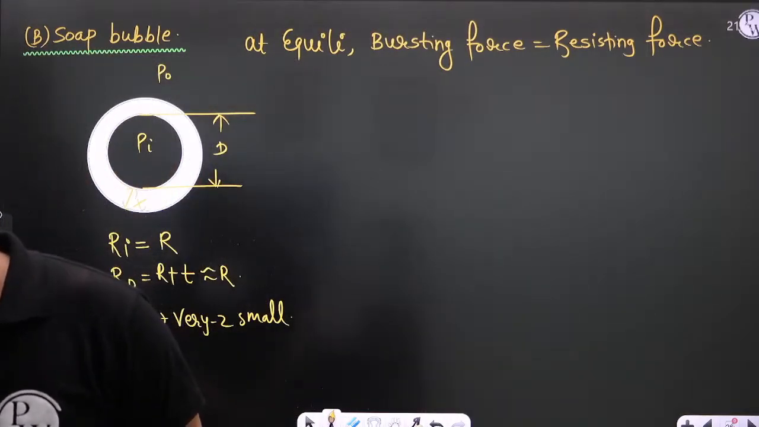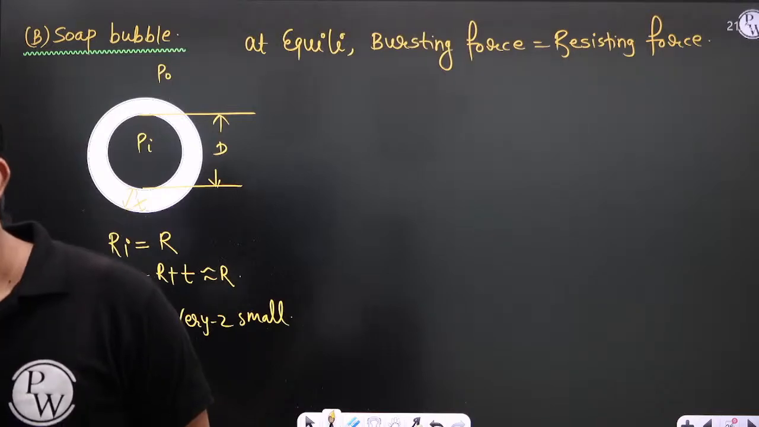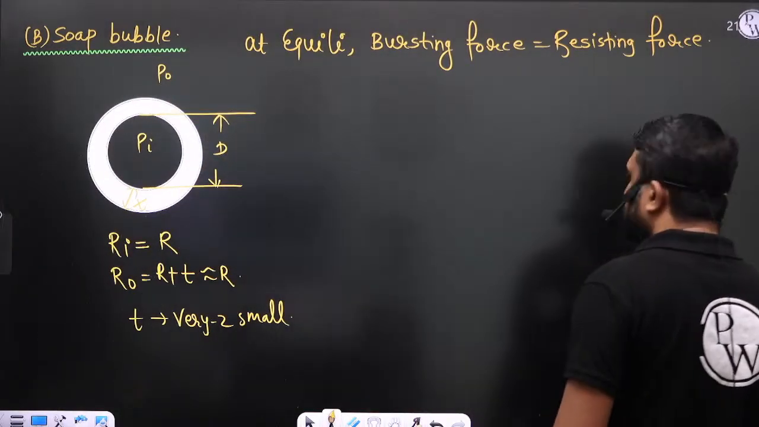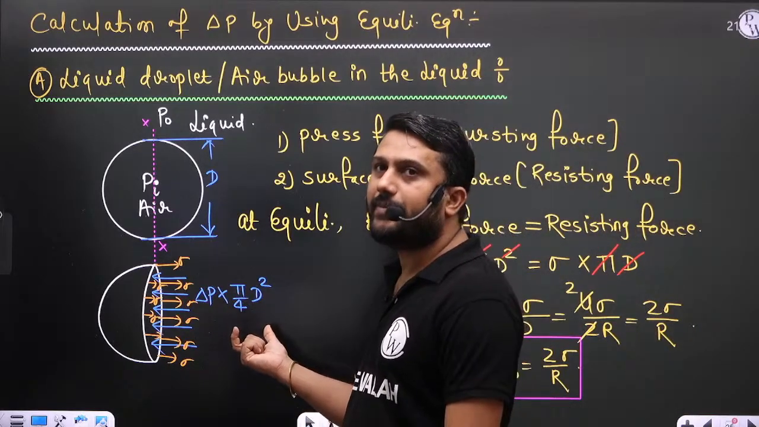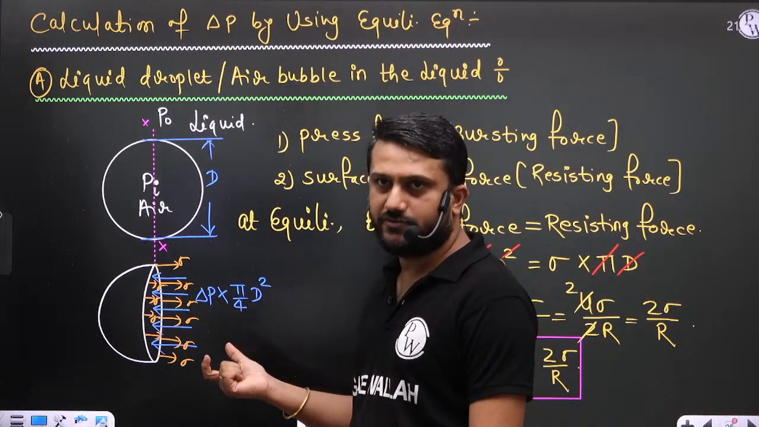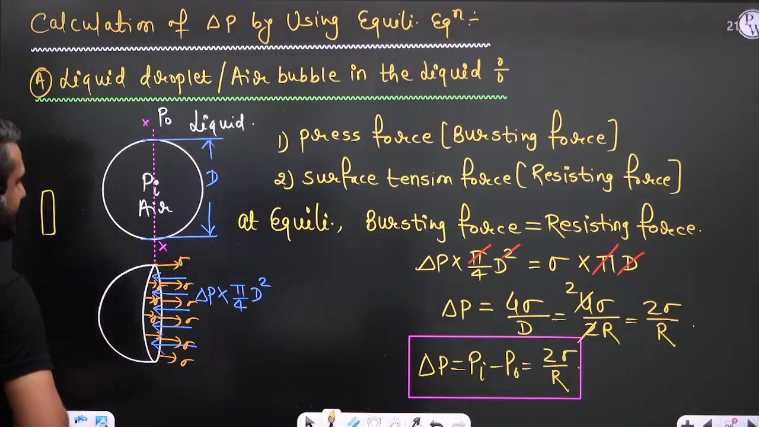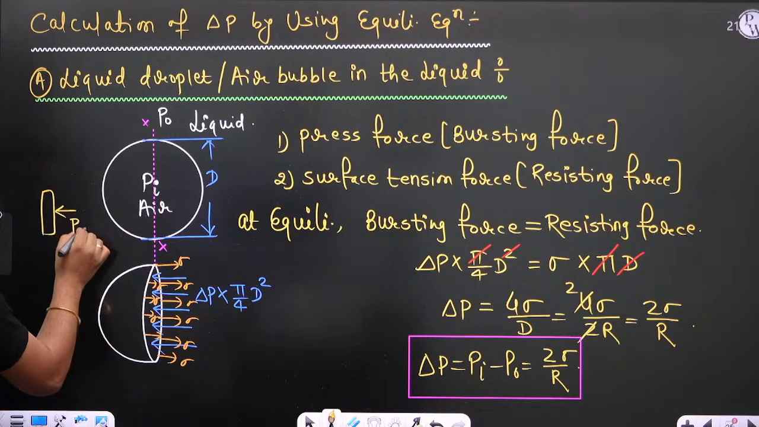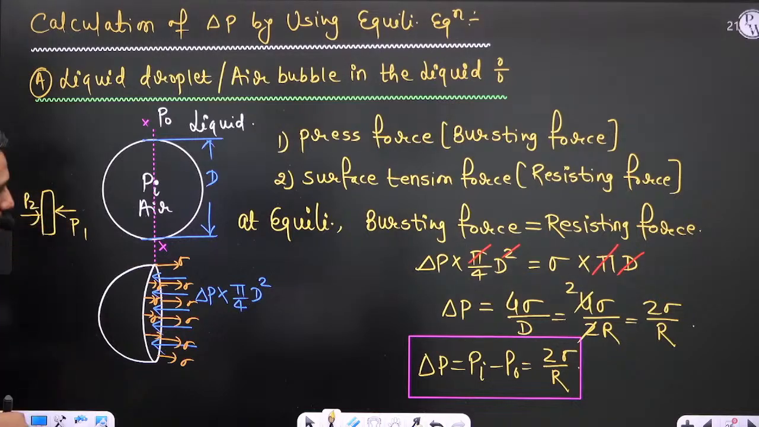We are not using Pi pressure instead of delta P. Ultimately, see here, this is the bit of total pressure force. If there is a surface like this, and on this side let us consider the pressure is P1, and on this side the pressure is P2.